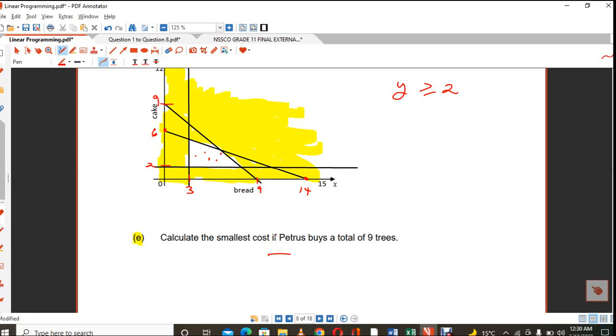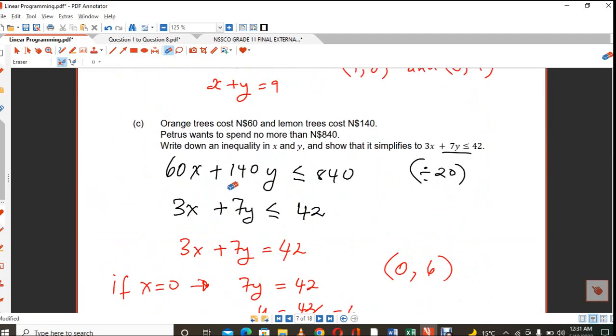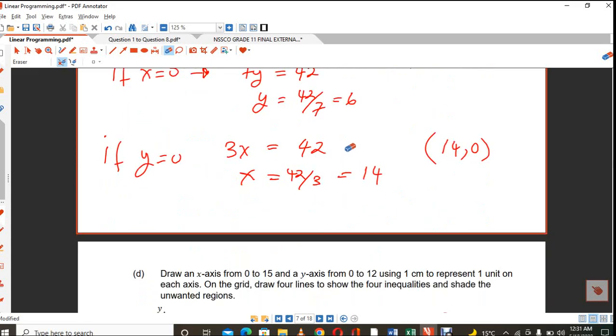Now, because he buys a total of 9 trees, what was the cost? Originally, the cost was 60x plus 140y. You can't use the one that's simplified. That is the original cost. Where do we get that? It was up here. Okay, that was the original cost: 60 for orange trees, 140 for lemon trees.